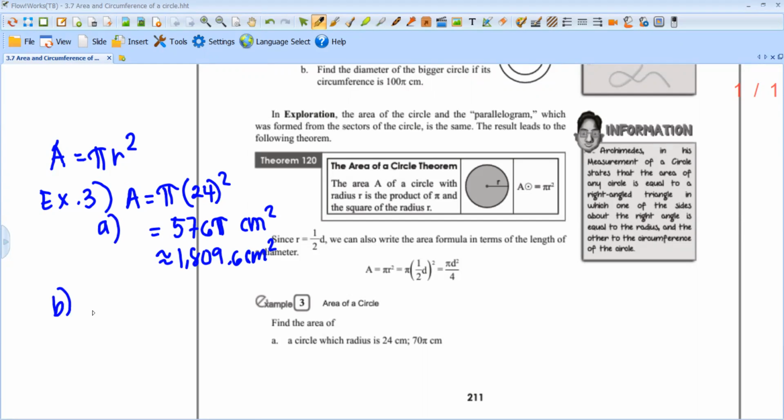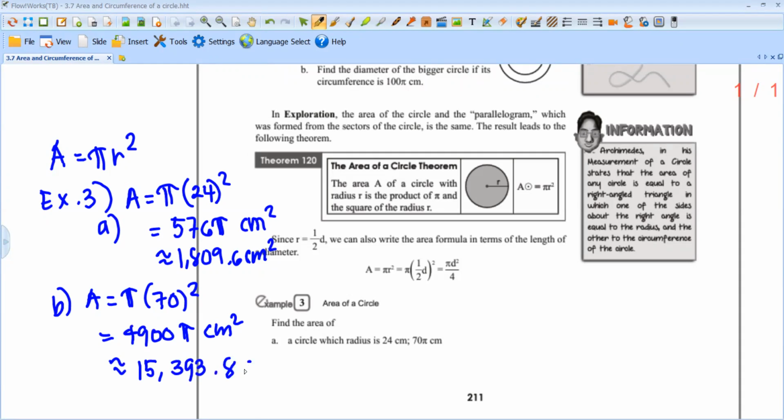And on letter B, if the radius is 70, the area is equal to pi times 70 squared. Get it in the calculator. That is 4900 pi square centimeters, or approximately 4,900 times pi, which is approximately 15,393.8 square centimeters. In entrance examinations, they do not ask for this, but they ask for answers in terms of pi, okay? So get used to that.